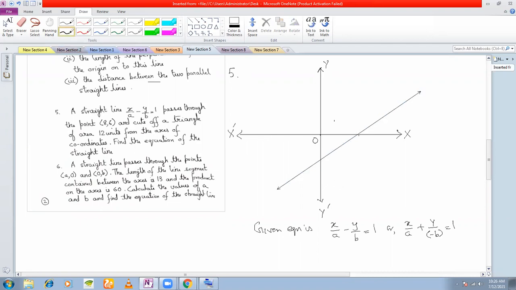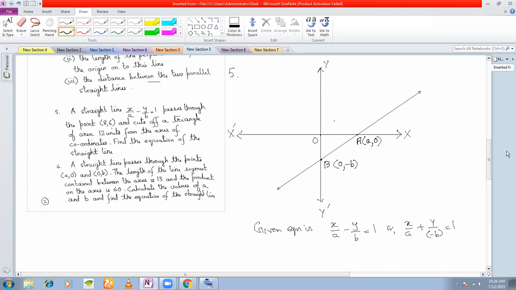So what are the coordinates of A here? Let's call this A. The coordinates of A are (a, 0), right? And what are the coordinates of B here? The coordinates of B are (0, minus b). These are the coordinates of A and B.